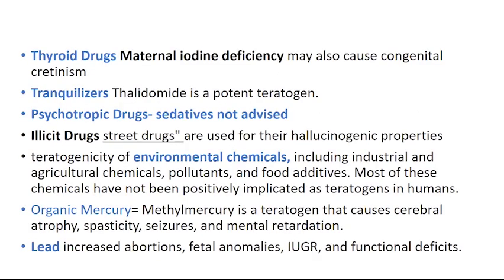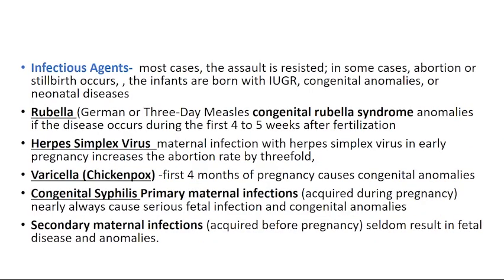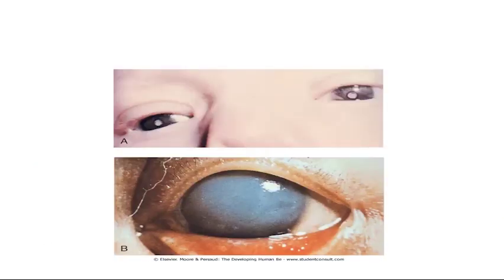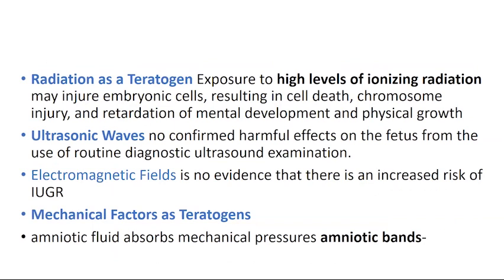Thyroid drugs, tranquilizers, psychotropic drugs are not advised. Street drugs, and environmental chemicals, in which you have mercury, lead, infectious agents, certain diseases like rubella, simplex, chickenpox, congenital syphilis, maternal infections, all these can lead to congenital anomalies. You can see all these: congenital cataract. Radiations as teratogen, exposure to high levels, ultrasonic waves, electromagnetic fields, and mechanical factors as teratogens. Amniotic fluid absorbs mechanical pressures, amniotic bands.